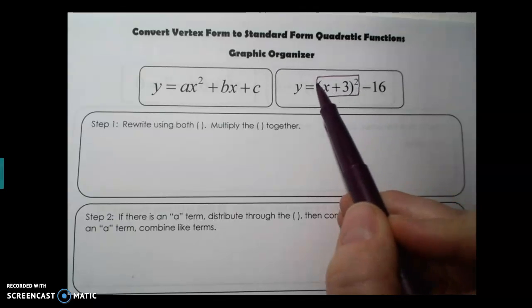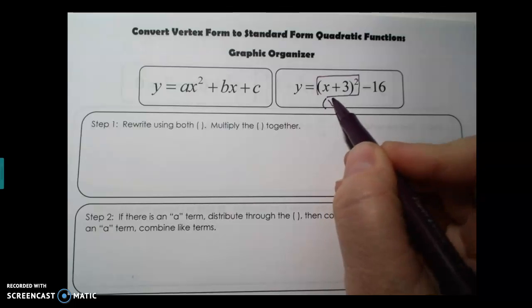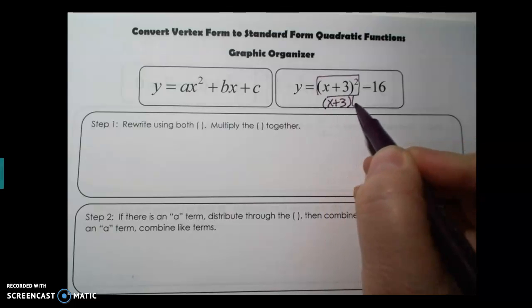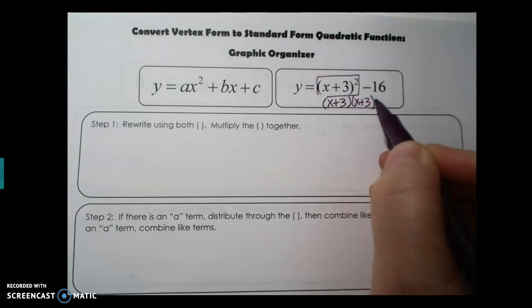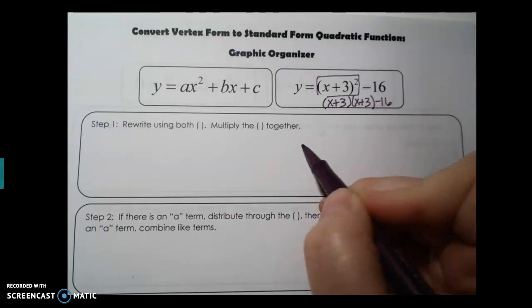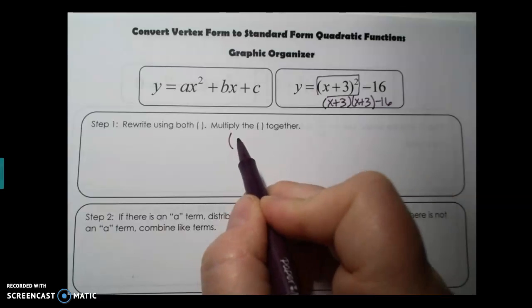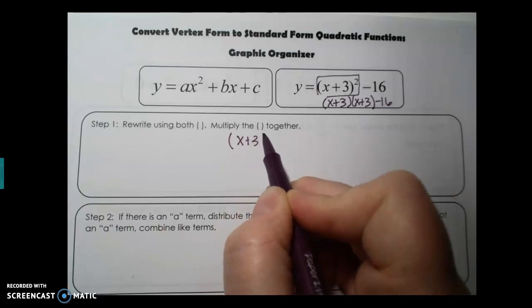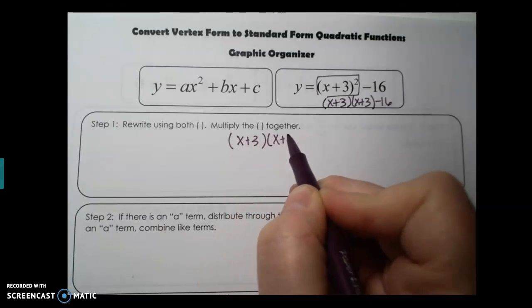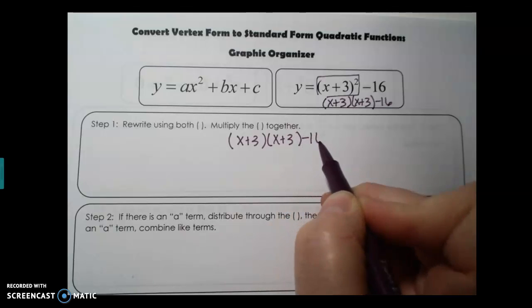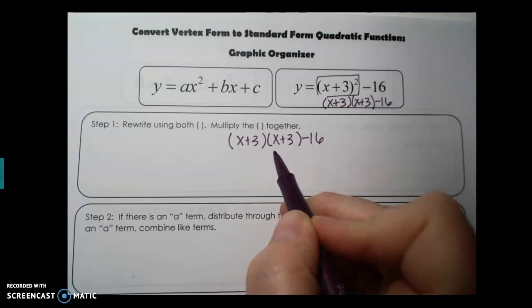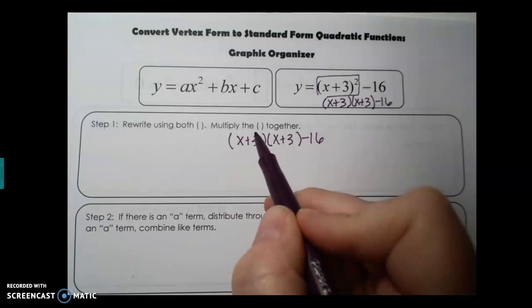This right here is the shortcut way of really writing x plus 3 times x plus 3. And the minus 16 is still there. So that's what the first step is going to be. Rewrite using the parentheses, so x plus 3 times x plus 3 minus 16. So this is indicating multiplication, so we want to go ahead and FOIL these together.